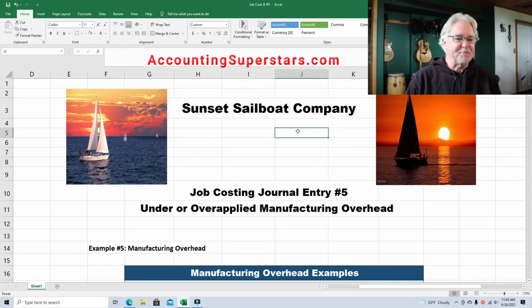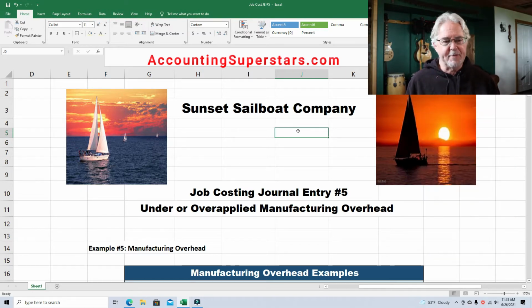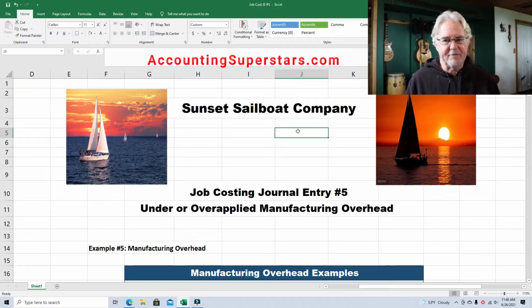This is the fifth lesson on job costing, the journal entries for job costing. And today we are focusing on under or overapplied manufacturing overhead. Super easy, a piece of cake. But here's what I want to do first. I want to quickly review what we've learned so far about manufacturing overhead.